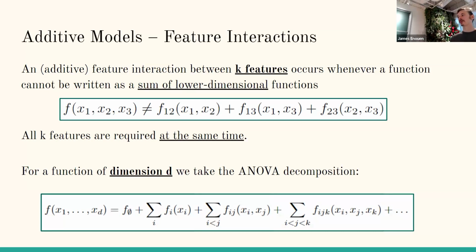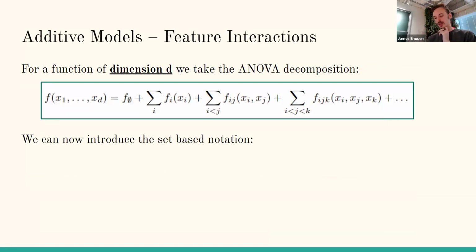So the 1D is representing as much as it can. The 2D is representing as much as it can that was not represented by the 1D. And so this functional ANOVA decomposition kind of purifies the interaction so that each component here is measuring only that interaction term.